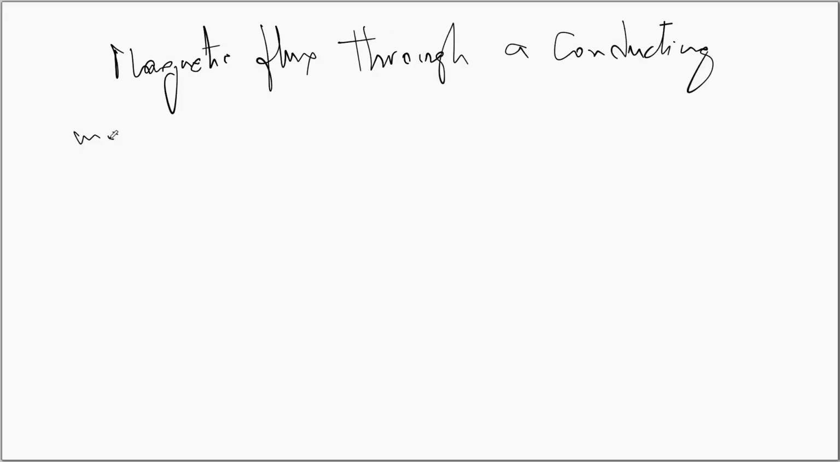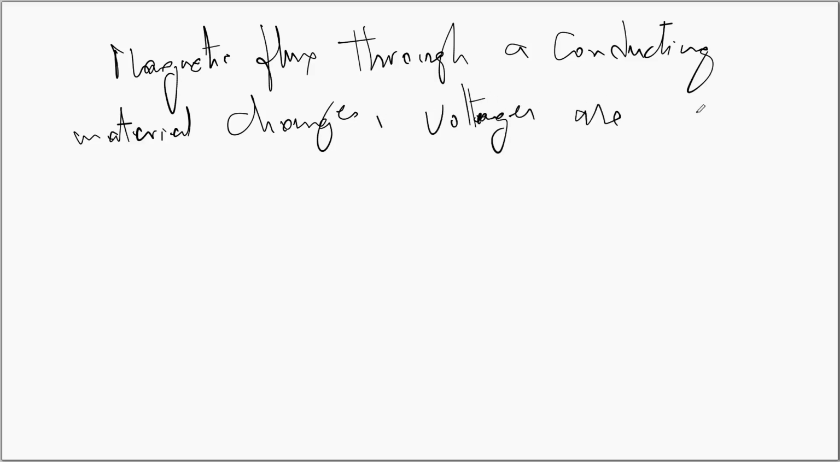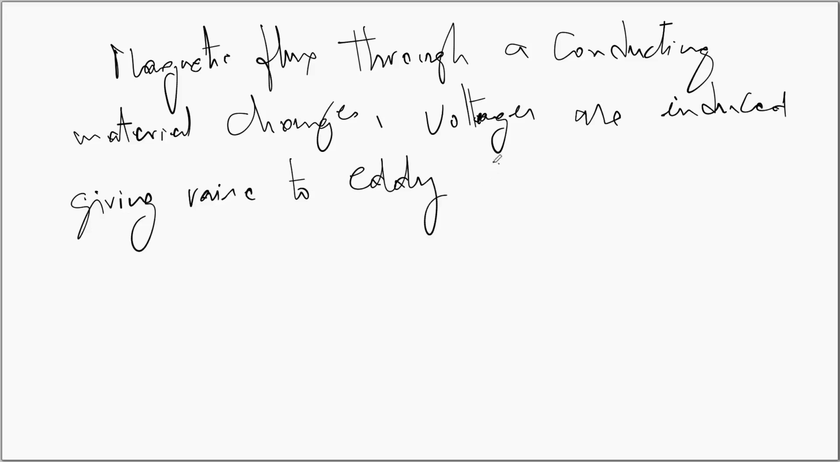When the magnetic flux through a conducting material changes, voltages are induced, because of which eddy currents will be present or induced, giving rise to eddy currents. Eddy currents are the surface currents.